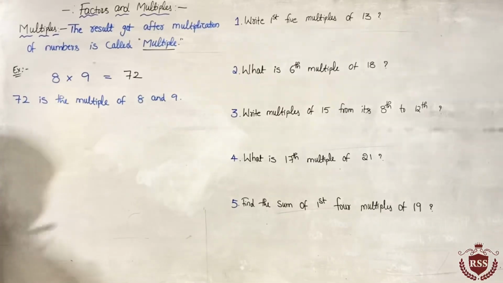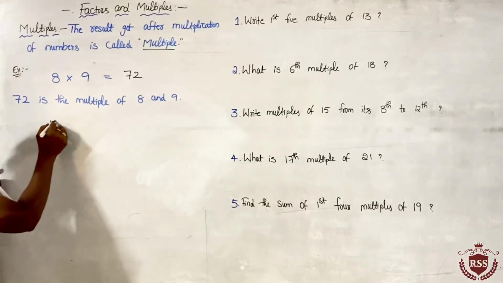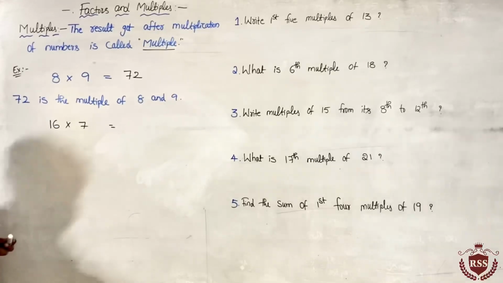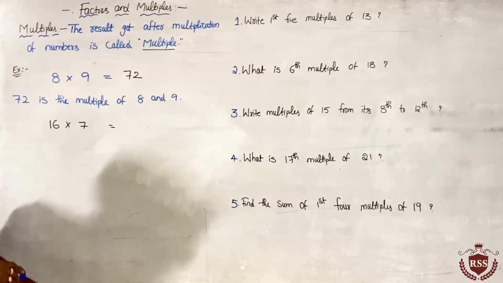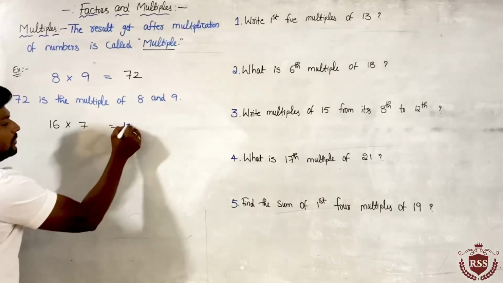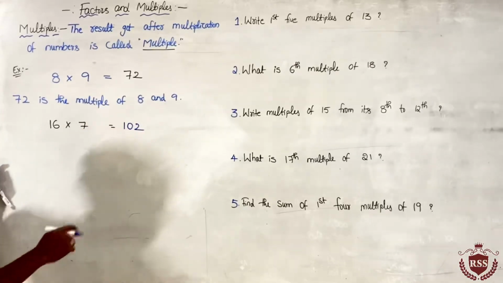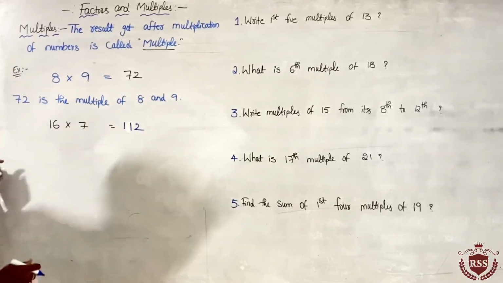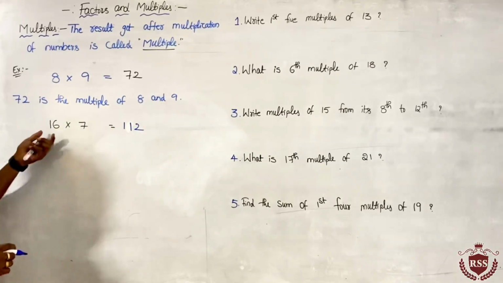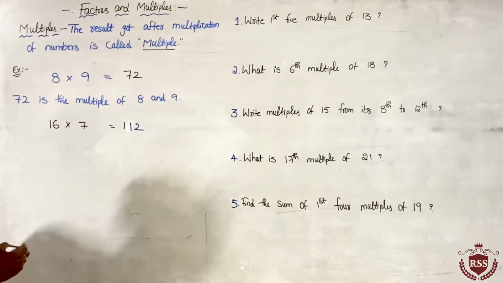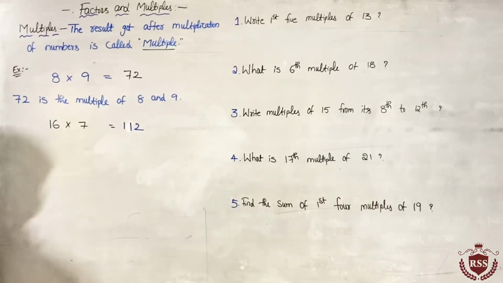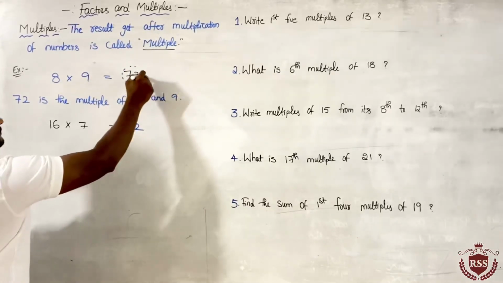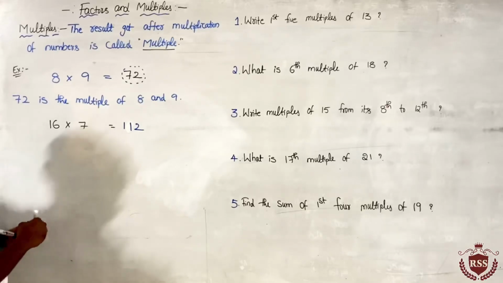Let's take another example. 16 into 7. 16 7s are 112. So here 112 is the multiple. Here 72 is the multiple, and here 112 is the multiple.